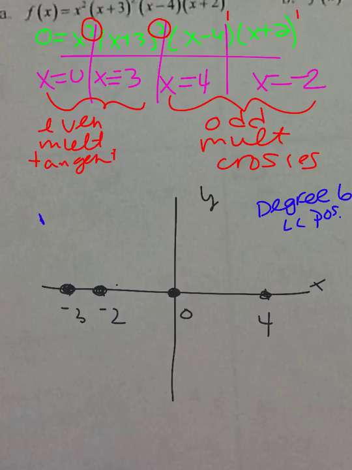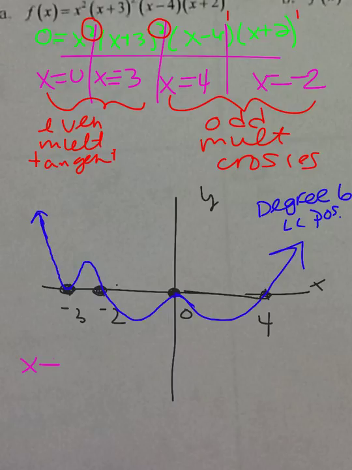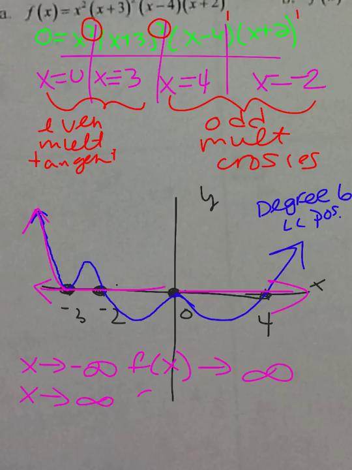That means it's going to be up, up. So it's going to come down from this side. Remember, negative 3 is tangent, come up. Cross at negative 2, come up. Tangent at 0, and then come up at 4. Okay, so that's kind of what the graph would look like. Now we need the end behavior, which is what's happening at the ends. As x goes to negative infinity, as x goes this way, f of x goes to infinity. As x goes to infinity, your y value goes up, f of x goes to infinity.